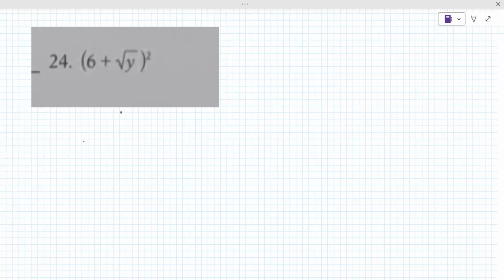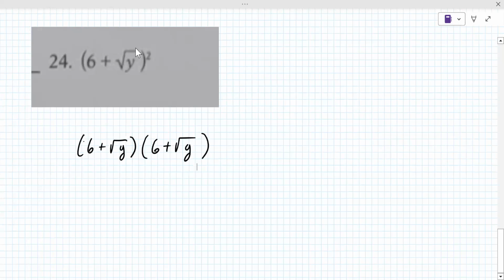Okay, so whenever you see a square on the outside, you want to think of it as the thing that's inside the parentheses times itself. Times itself. Okay, it's not anything else. You have to rewrite it as this plus this. And I could always give you a numerical example to show you why this is if you don't believe this or you don't like this. But at this point here, we would FOIL.